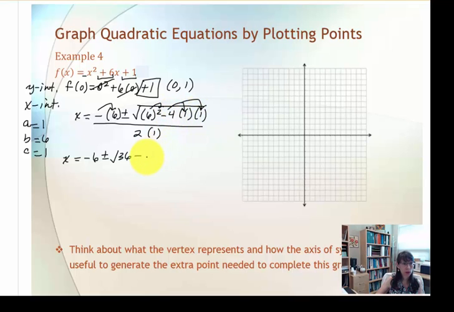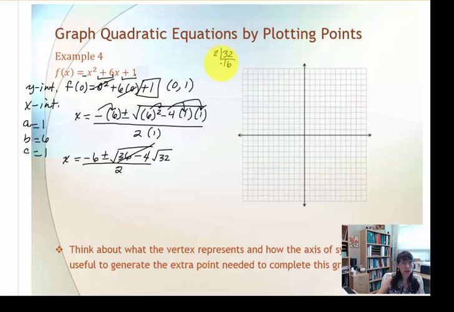4 times 1 is 4. The denominator, 2 times 1, makes 2. Simplifying under the radical, we have 36 minus 4, so that would make 32. It is a positive number, so we will have two x-intercepts. But we need to break down 32, probably with our factor ladder, to see if we have a perfect square or not.